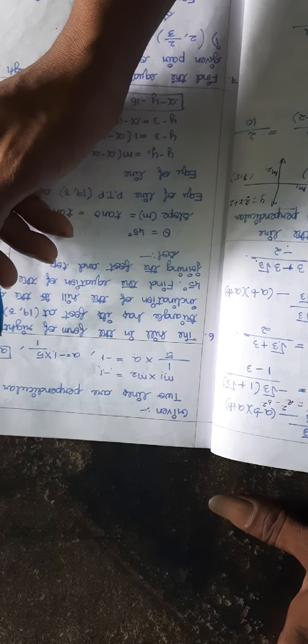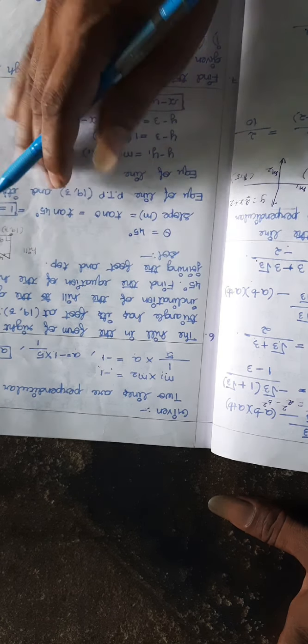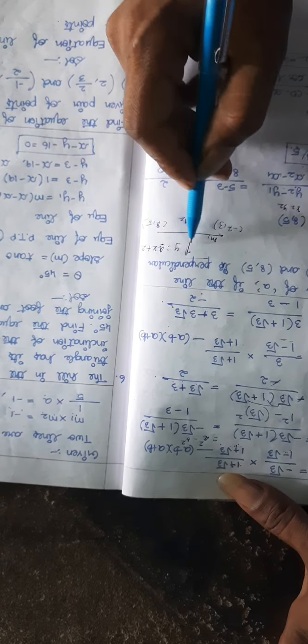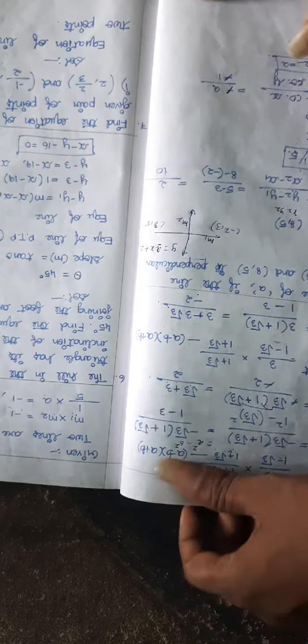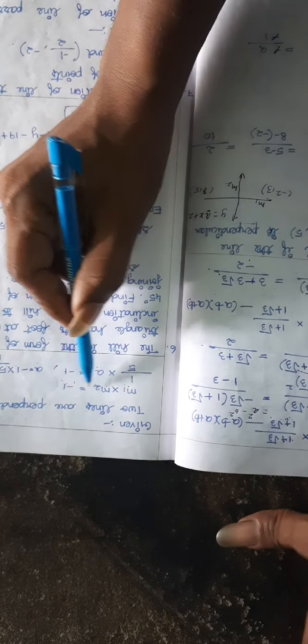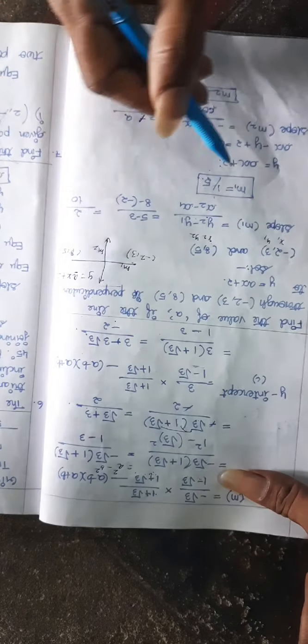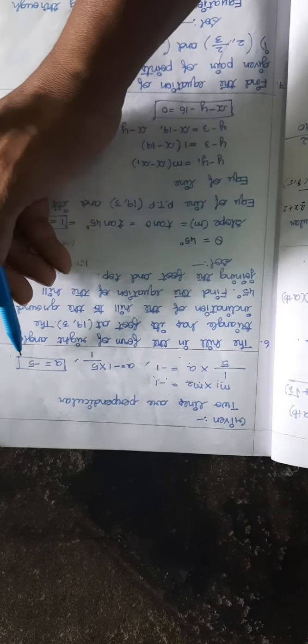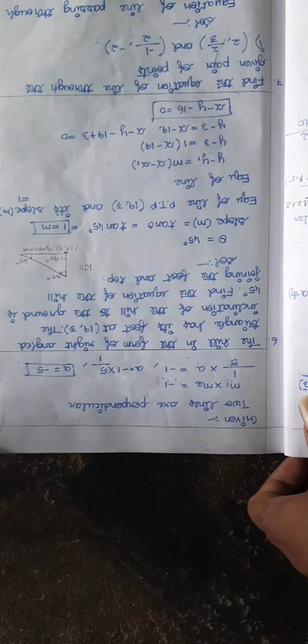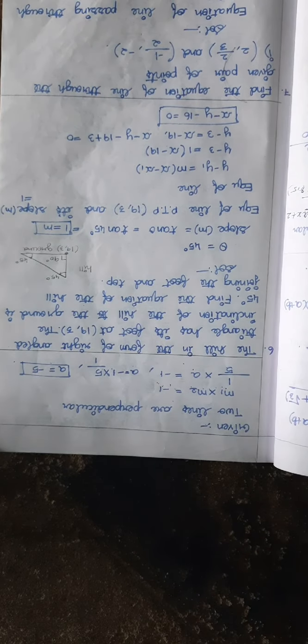Understand, boys? Clear? So what is it here? The two lines are perpendicular, and you want to find the value of a. The perpendicular condition is M1 into M2 is equal to minus 1. So first find M1 and M2, substitute here, and find the value of a. Understand? And then next go for the next sum.